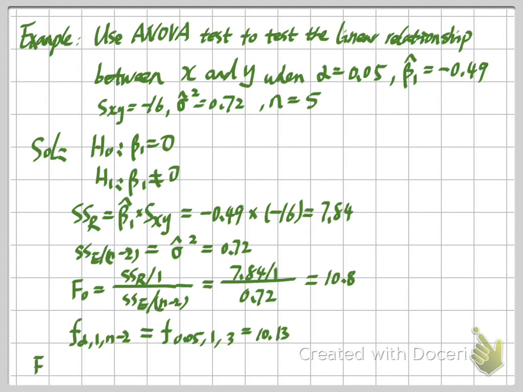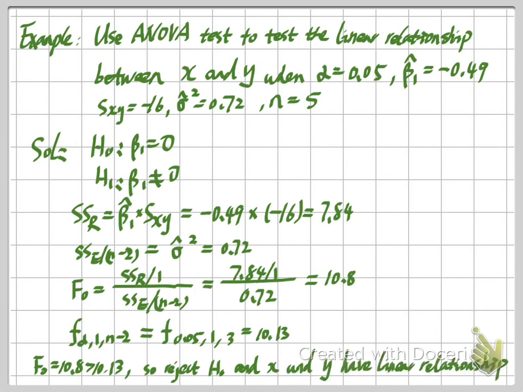So if we compare our F0 with our critical value, we will find that 10.8 is, of course, greater than 10.13. So that means we will reject the null hypothesis H0. In other words, it means our x and y have a linear relationship. So this is the question here.